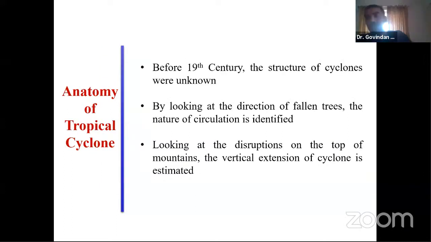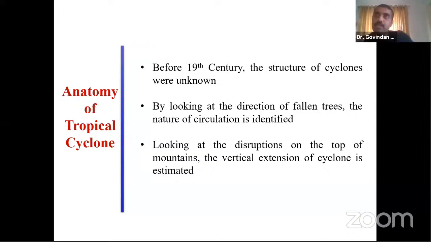Anatomy of a tropical cyclone. Now we have a lot of satellites to figure out how a tropical cyclone looks. But before the 19th century, when there were no satellites, we could rarely understand how a cyclone's structure looked. By looking at the direction of the fallen trees, people identified that the winds rotate in a counterclockwise direction in the northern hemisphere and clockwise in the southern hemisphere.